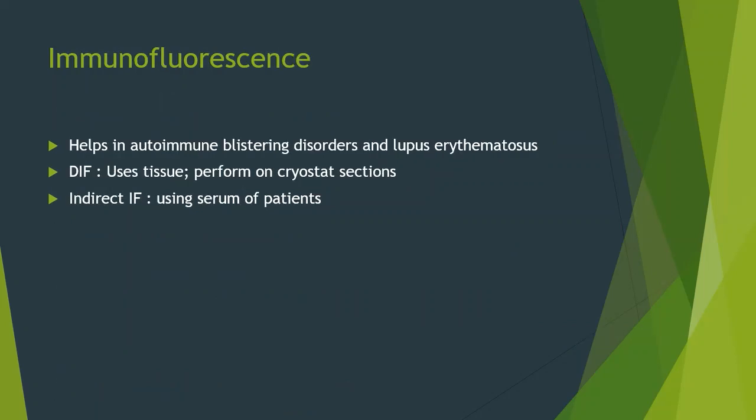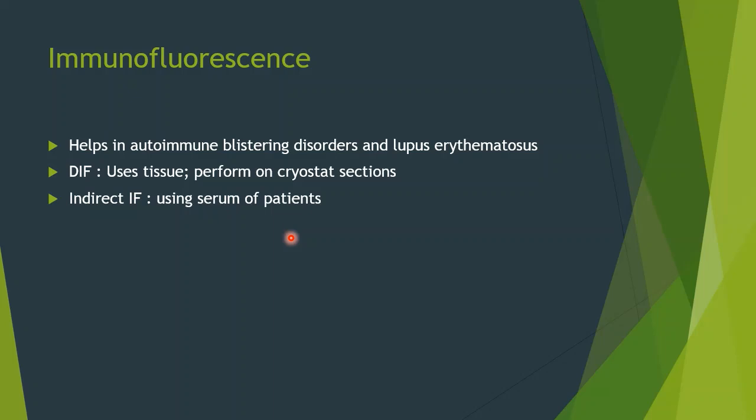Immunofluorescence helps in autoimmune bullous disorders. Here usually direct immunofluorescence is done, and this involves tissue sections from the cryostat. And we can also do indirect immunofluorescence, where the patient serum is used.